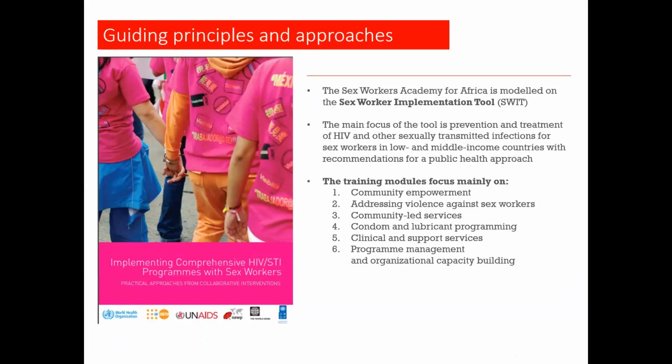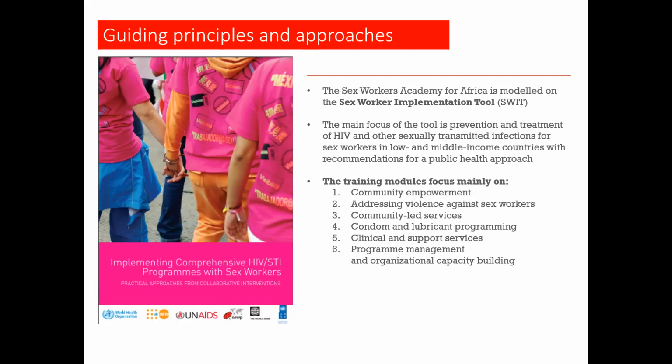So the Sex Workers Academy Africa is a south-to-south learning platform for sex workers, and its main focus of the tool is prevention and treatment of HIV and other sexually transmitted infections. The training modules focus mainly on 6 main chapters, one of which is community empowerment, and this is the foundation of the tool. This describes how empowerment of the sex worker community is both an intervention in itself and also essential to effective planning, implementation, and monitoring of all aspects of HIV and STI prevention, treatment, and care.